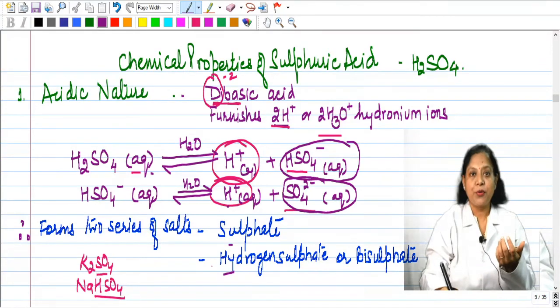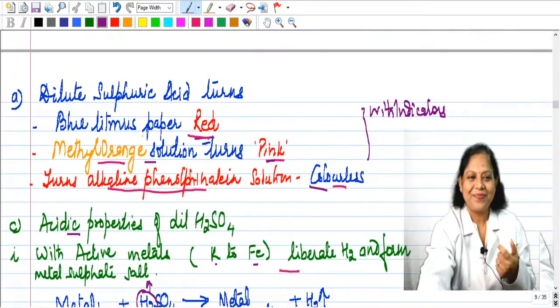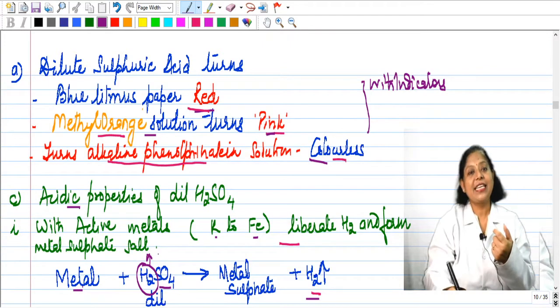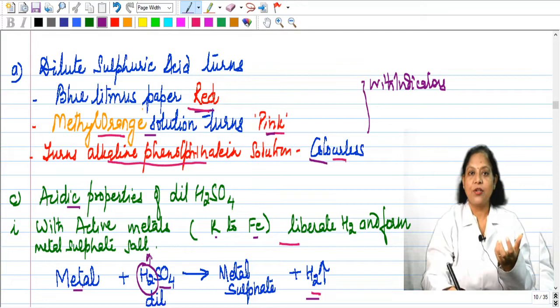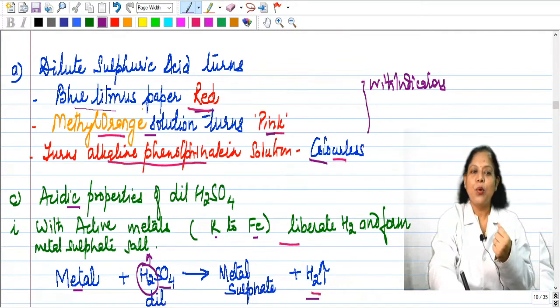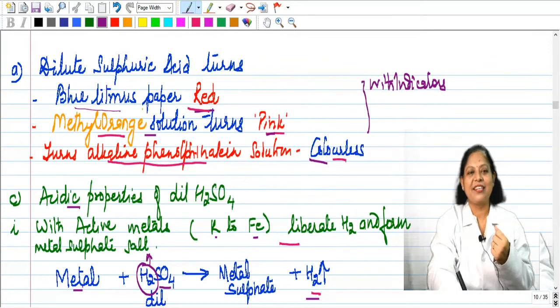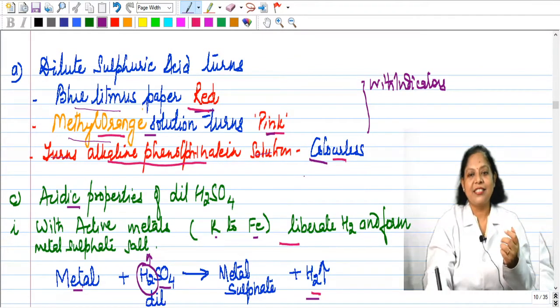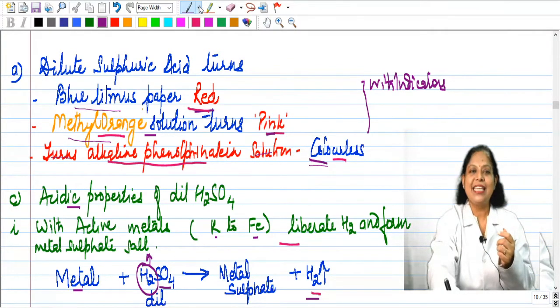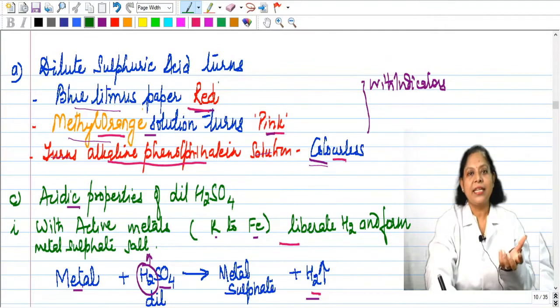Okay, now we are going to study this. So first, when we take dilute sulfuric acid and we want to know whether it is acid or not, we need to add indicators. If we add blue litmus paper, it will turn red, methyl orange solution will turn pink, and the alkaline phenolphthalein solution, which is pink in color, will change to colorless. So these are the indicators which are going to confirm that the compound you have taken is acidic in nature.